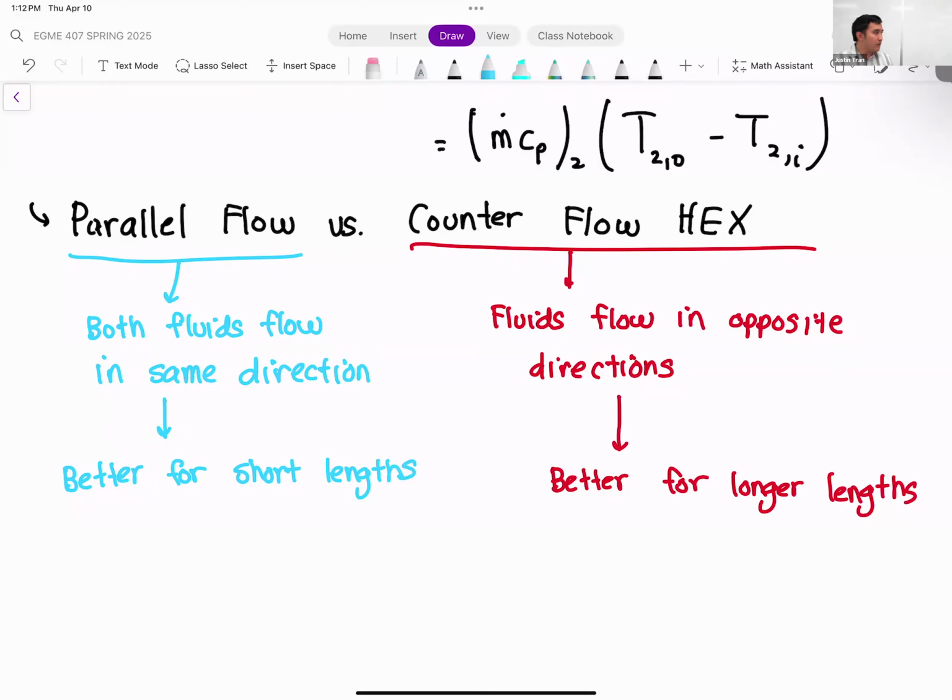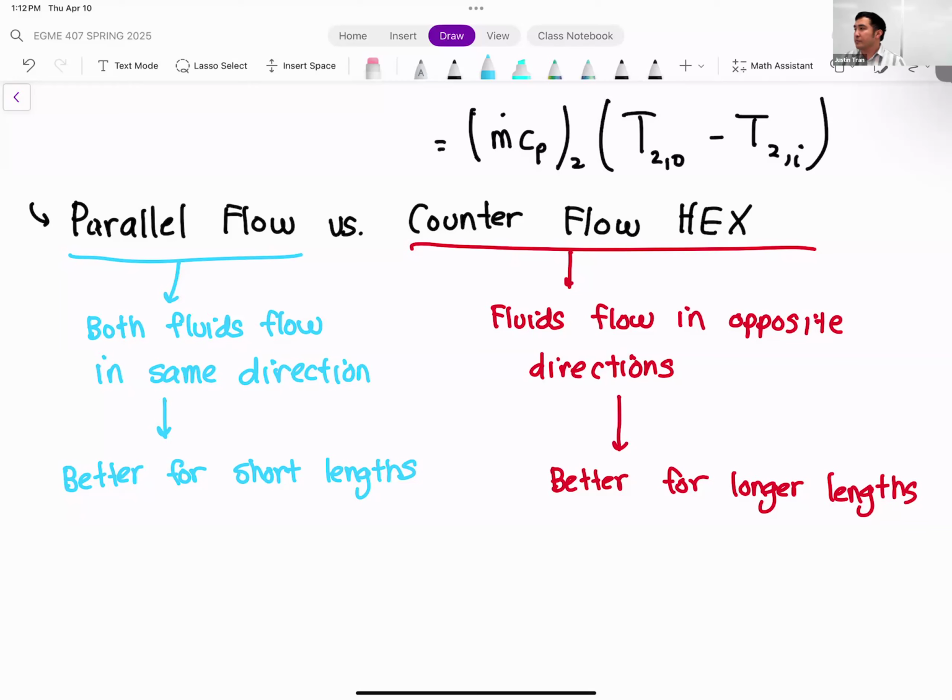Okay. And so if you have to cool a fluid, or if you have to heat up a fluid in a very small space, a parallel flow heat exchanger is going to perform better than a counterflow heat exchanger. Okay. But the longer you make a parallel flow heat exchanger, the less performance you're going to get.